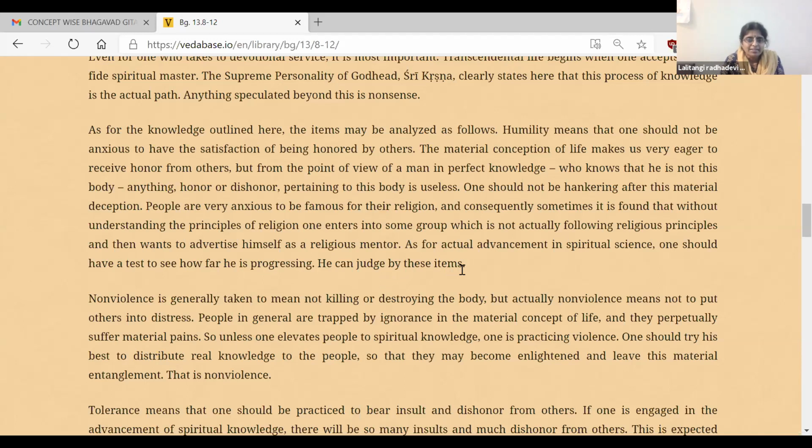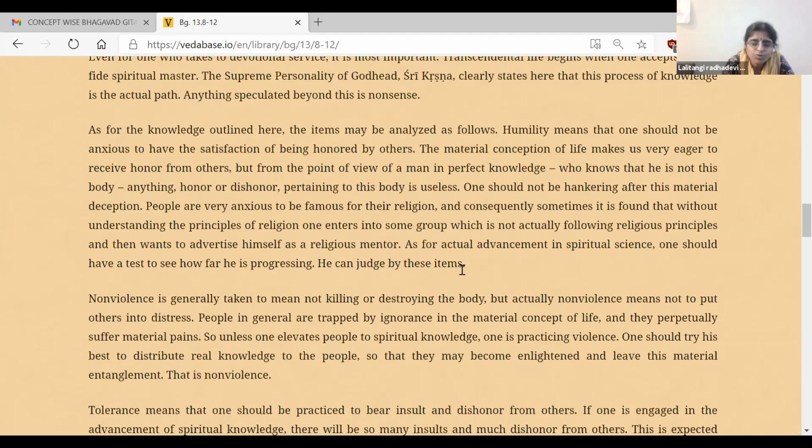So the satisfaction of being honored by others comes because of the material conception of life. Because we think that I am this body and I am so and so, and I am a devotee and so and so, and so people have to honor me like that. It is so deeply subtle. So what happens is when it comes out, we don't even know that it is there. This is called material identification of life.